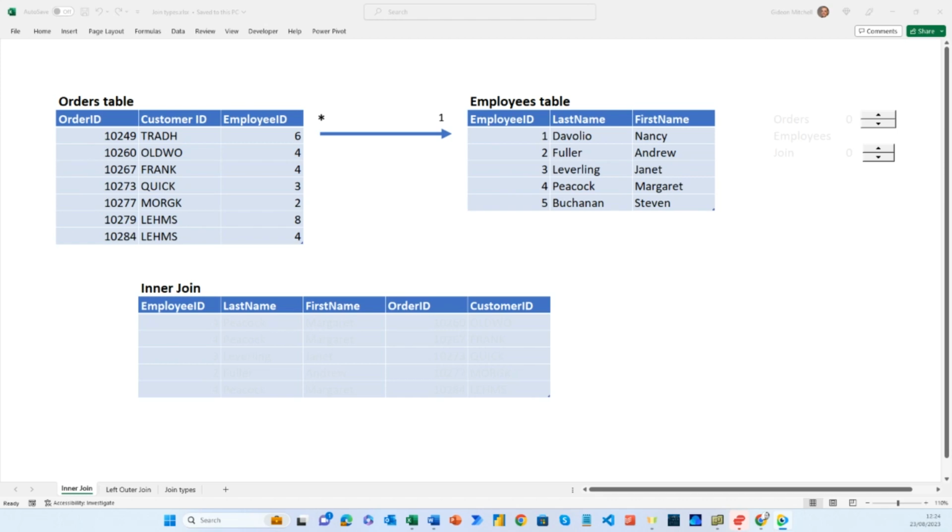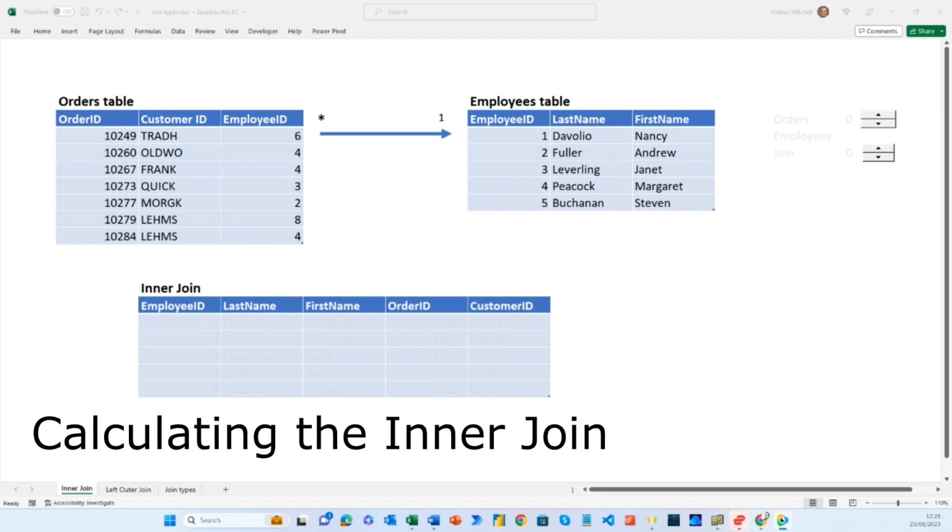But on the left-hand side of the relationship, the many end of the relationship, we can have the employee IDs occurring more than once, because, for example, whenever Margaret Peacock, who has an employee ID of 4, makes a sale, she will write down her employee ID of 4 in the orders table on the left, and so we get lots of occurrences of 4 showing all the different sales that Margaret Peacock has made. So what we're going to do then is to work out what the inner join of these 2 tables is.